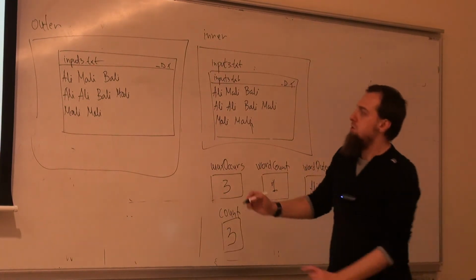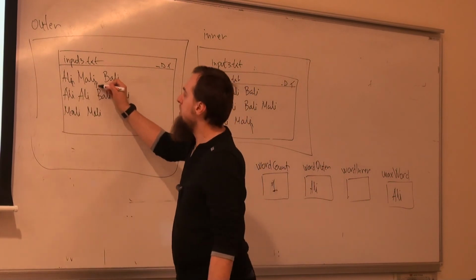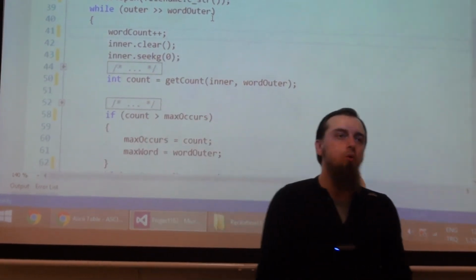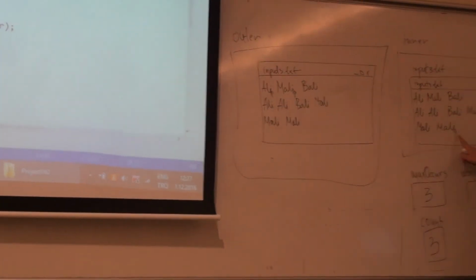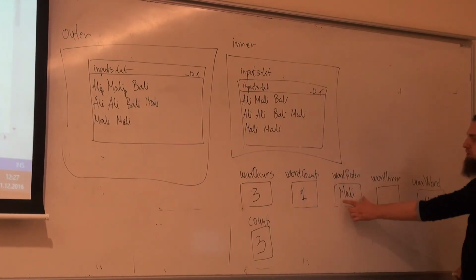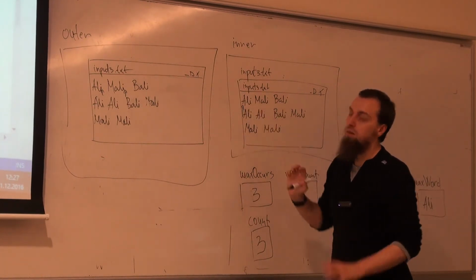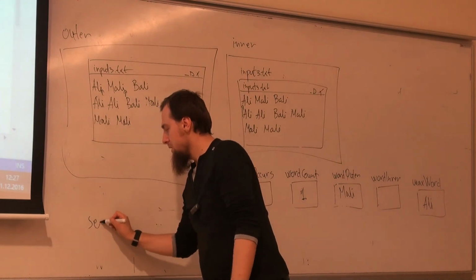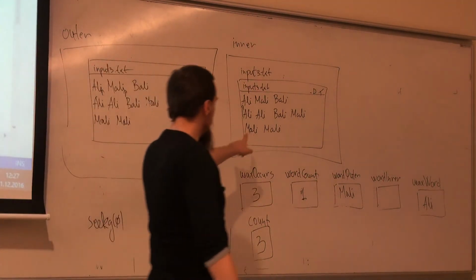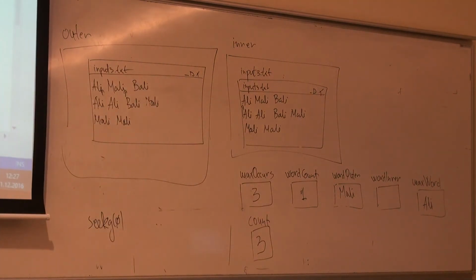We read another word. So remember, previously we were here. We read Ali. Now we are reading Mali, and Mali goes here, word outer. Now we use the clear and Seekg. What is this Seekg doing? When you remember, we finished here. We want to start from the beginning and find the occurrence of word Mali here. That's why Seekg0 is another member function. Seekg0 sends us to the beginning of the file. So we were at the end for the inner, and we went to the beginning. Clear was used because we might have had some problems while reading the input file previously when we called the function, so we erase those problems.